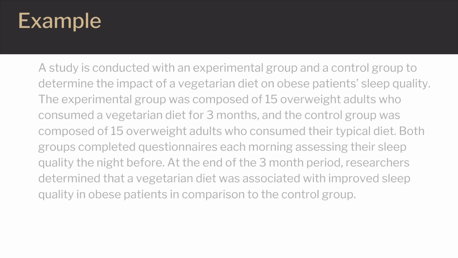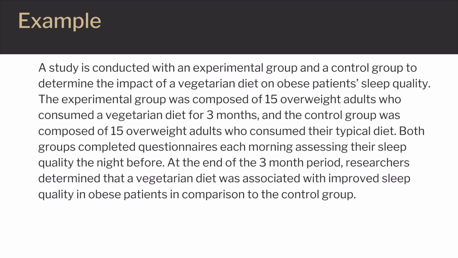Here's an example. A study is conducted with an experimental group and a control group to determine the impact of a vegetarian diet on obese patients' sleep quality. The experimental group was composed of 15 overweight adults who consumed a vegetarian diet for 3 months, and the control group was composed of 15 overweight adults who consumed their typical diet. Both groups completed questionnaires each morning, assessing their sleep quality the night before. At the end of the 3-month period, researchers determined that a vegetarian diet was associated with improved sleep quality in obese patients, in comparison to the control group.